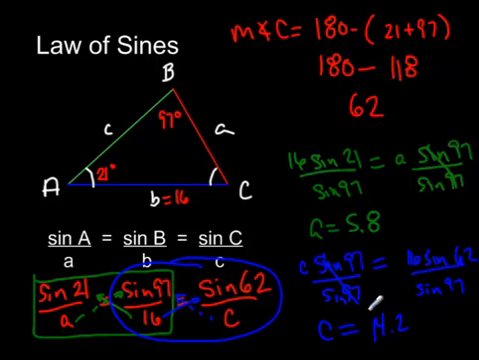And there's how the law of sines works, provided that you have two angles and a side. And it can be any side, because as long as we have the two angles, we can always solve for the third missing angle. And it's important that we have at least one side.